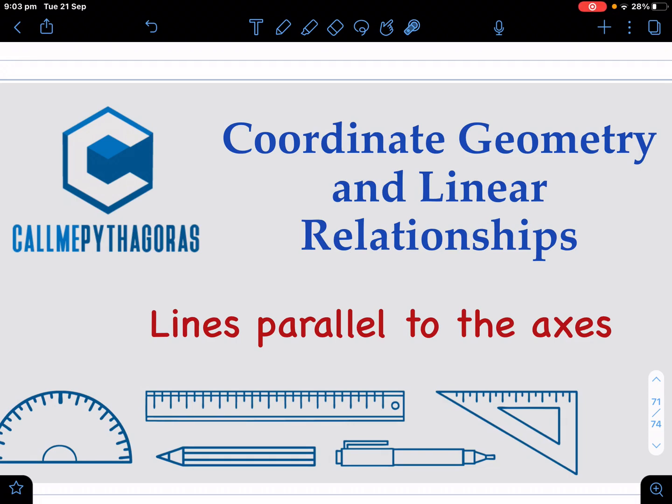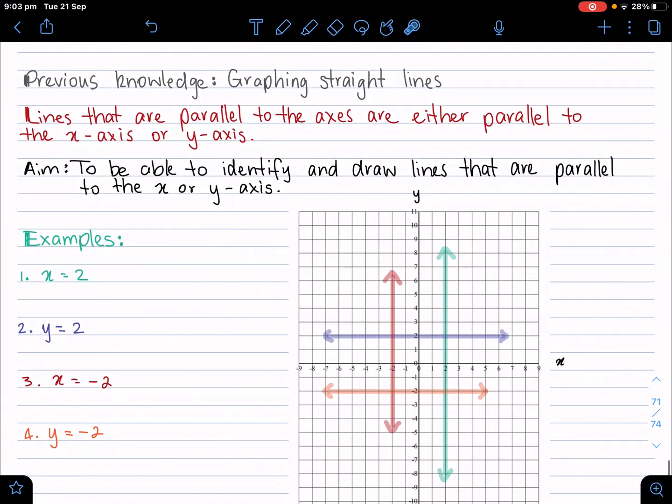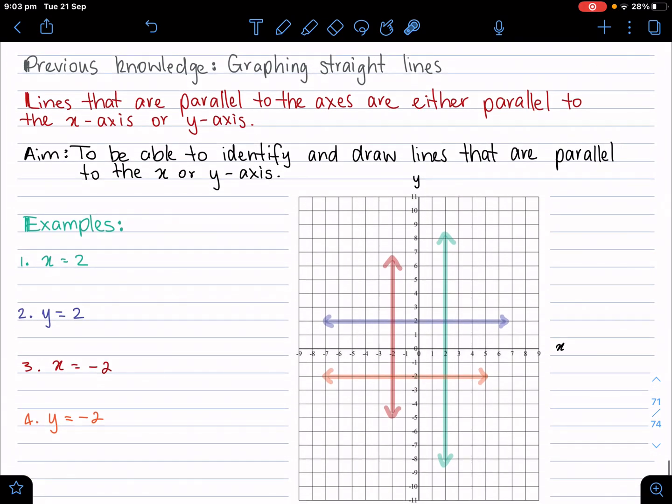Hey guys, so today we're going to go through lines parallel to the axes as part of coordinate geometry and linear relationships. So in order to do this, you're going to need to know how to graph straight lines.